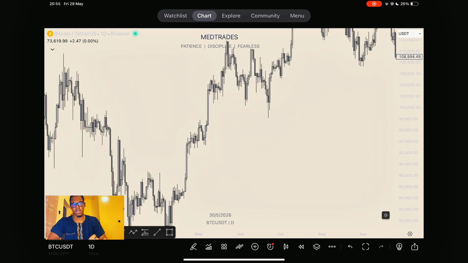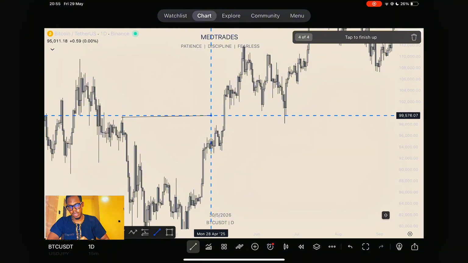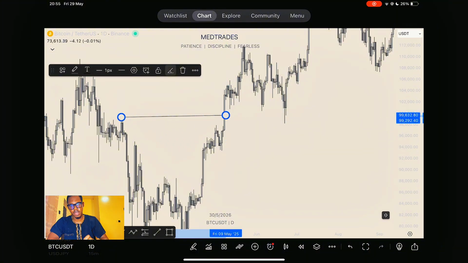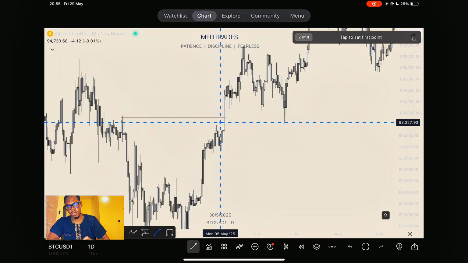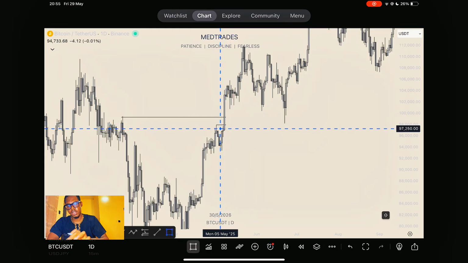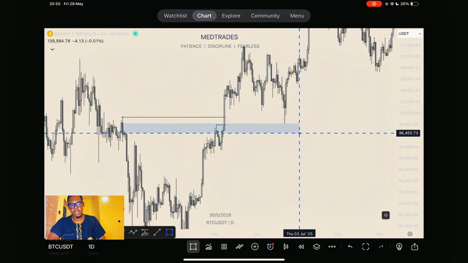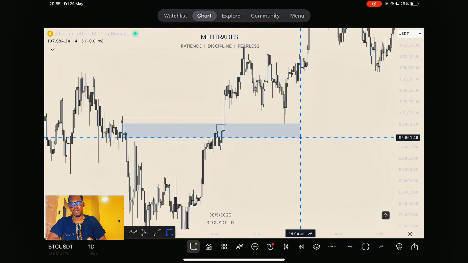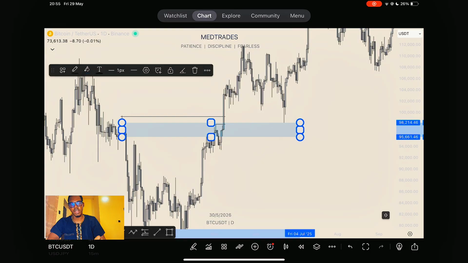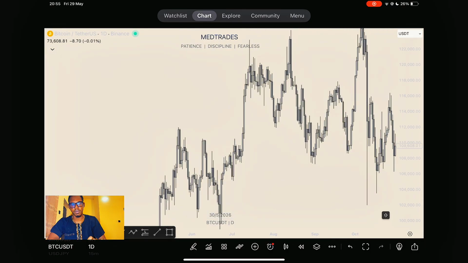So you can see when price comes to take out this high right here, price took out this high here and also took out this high here. What did it do? Price came into this level, into this breaker, and it reacted from there and it bought. Can you see that? So price reacted from that level and it bought. The same thing again happened here.